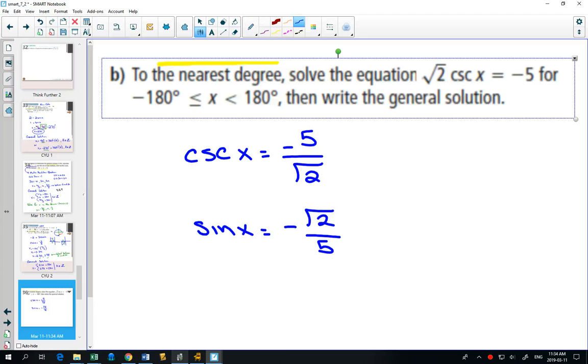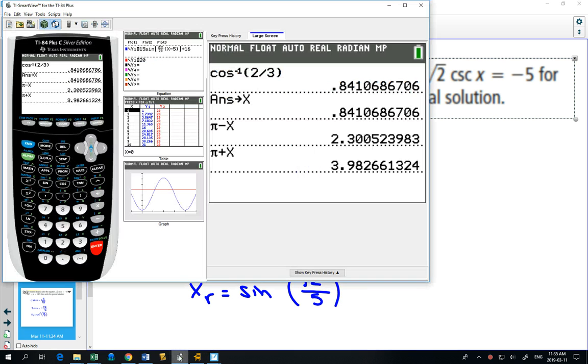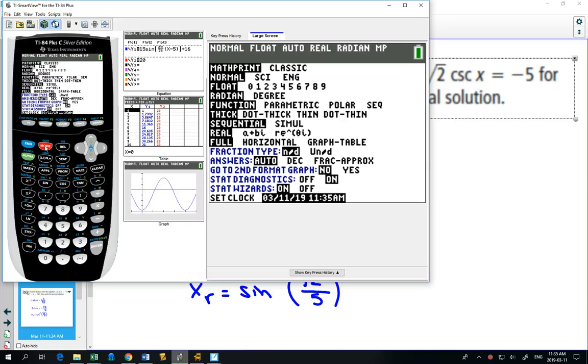Again, this is not on our pi plate. So go to our calculator. We'll find our reference angle. Remember, reference angle is always the inverse of the positive value. But now this question's in degrees, so we go to our calculator, go to our mode, and change to degrees, and you have to be able to switch back and forth often.